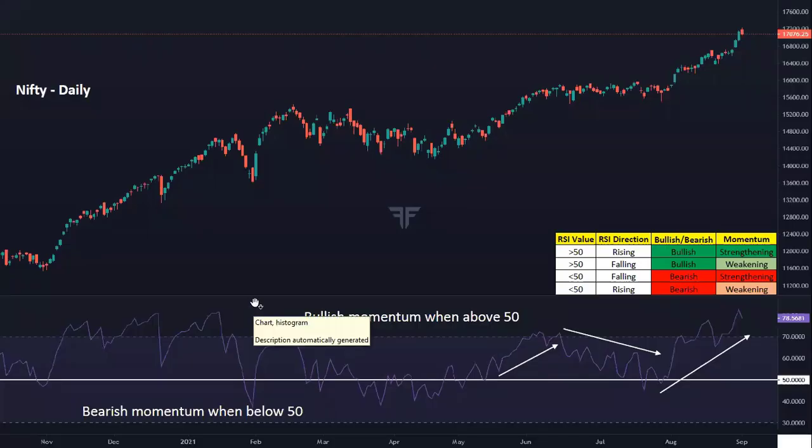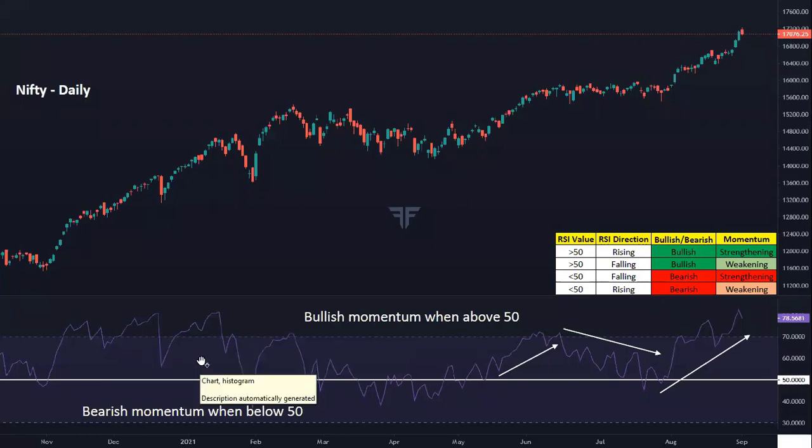Now, this is the daily chart of Nifty for the past almost 1 year. As you can see, I have drawn in the RSI indicator, and a horizontal white line precisely at 50. That white line separates bullishness from bearishness. Whenever RSI is above 50, the momentum is bullish, and whenever RSI is below 50, the momentum is bearish.